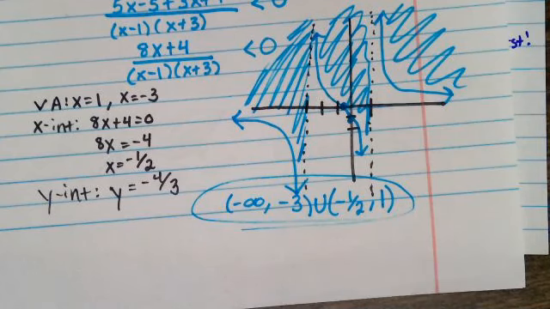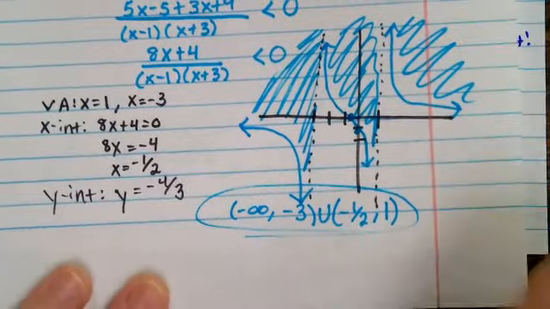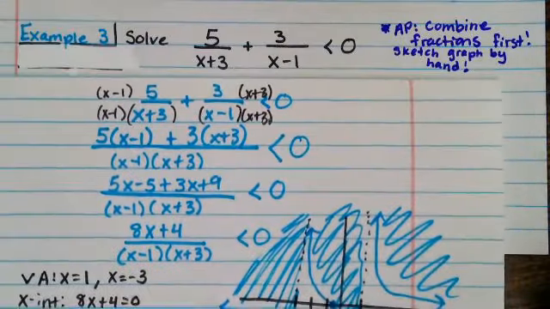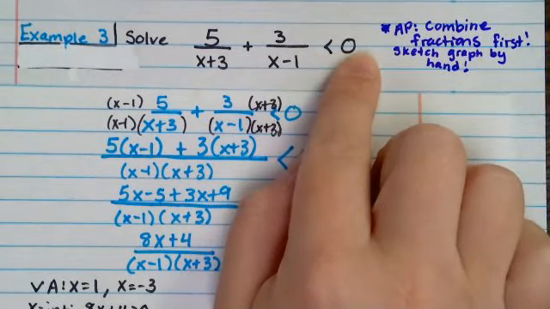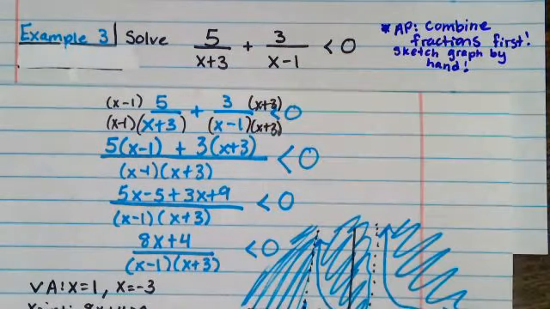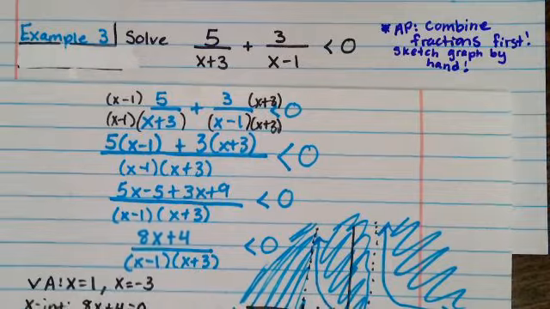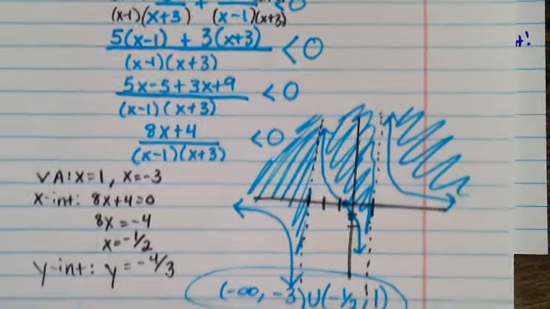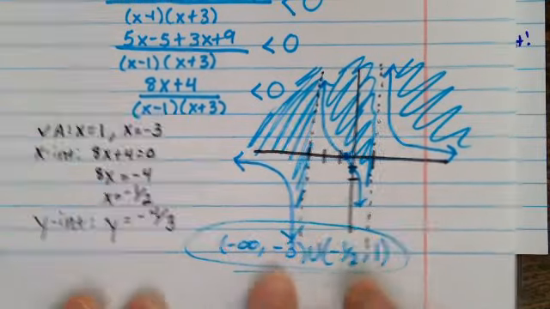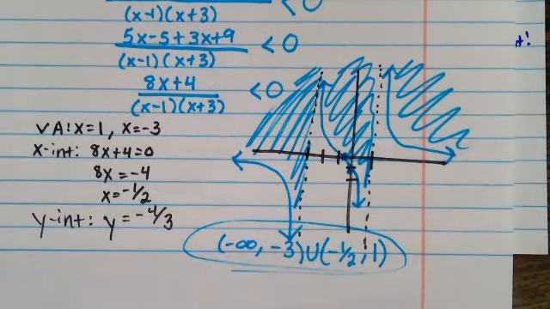Now, like I was saying, if you are on level, or even if you're in AP and you have a calculator for this section, you honestly could have typed this in and set this just equal to less than 0, and you would have seen a similar situation and been able to get these answers. So your graph may have looked a little bit different, but your solution should have been the same in the end.